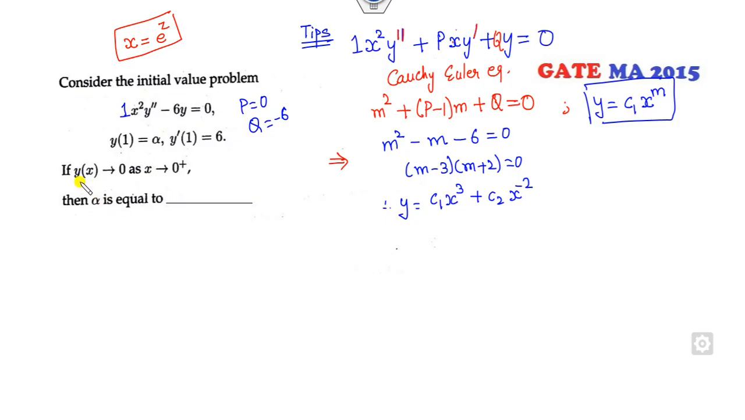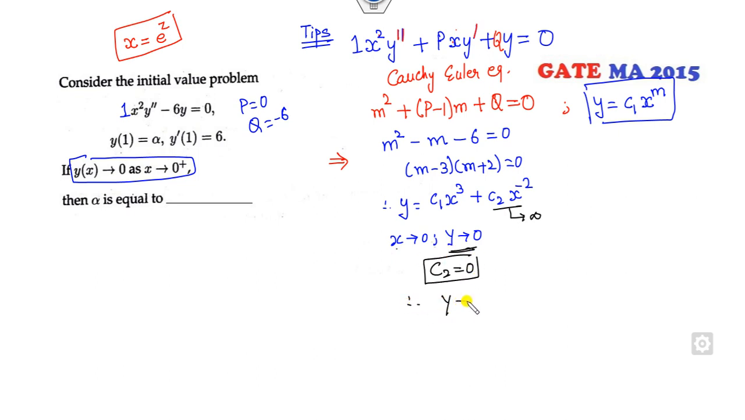Now you can see, as x approaches 0, y will also go to 0. But if x approaches 0, the x to the minus 2 term will go to infinity. This happens only when C2 is 0. So therefore, my solution will be c x cube. Now your target is to find alpha. What is y of 1? Y of 1 is c and it will be alpha. So your target is to find the value of c.